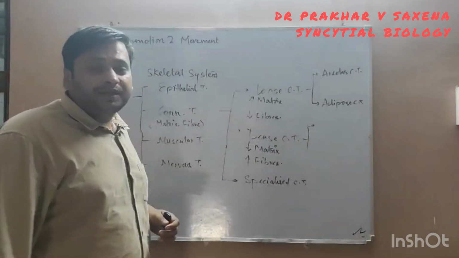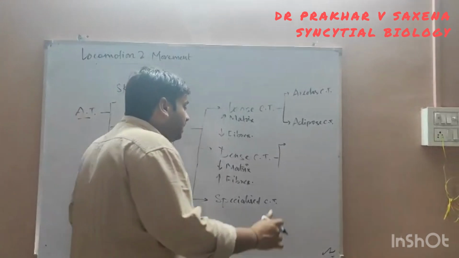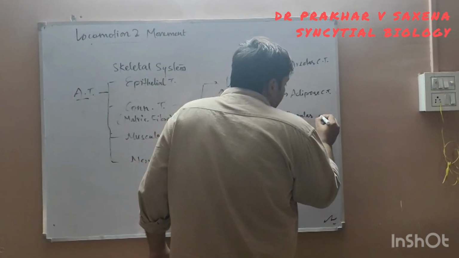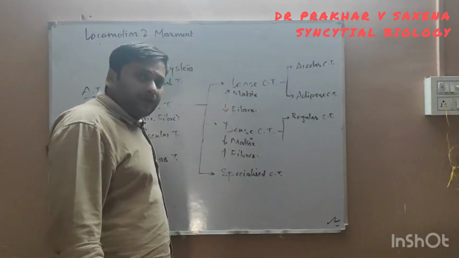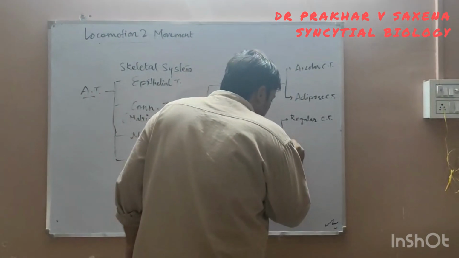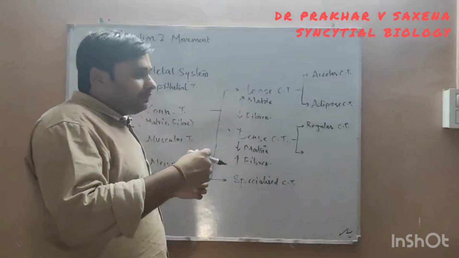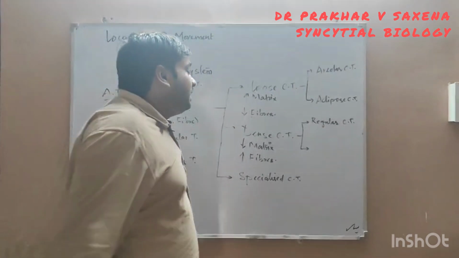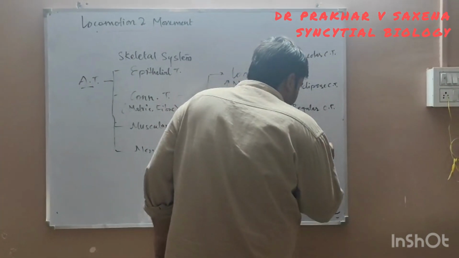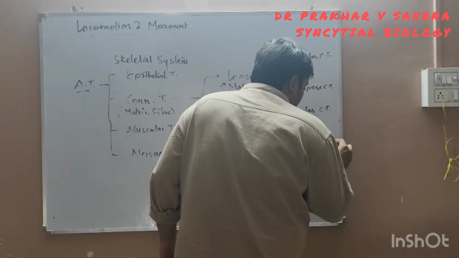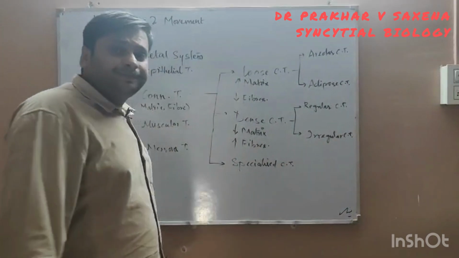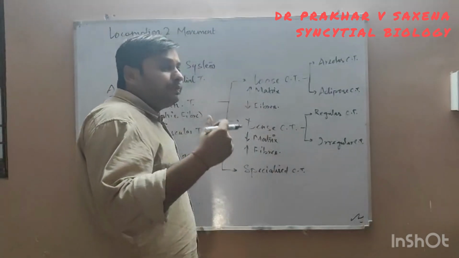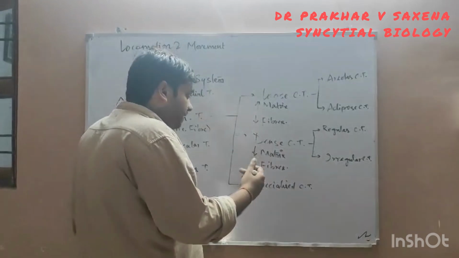If the fibers are arranged in a regular manner, then this type of dense connective tissue is known as regular dense connective tissue, right? And if these fibers are not arranged in an intricate manner, they are dispersed or scattered, then they are known as irregular dense connective tissue, right?